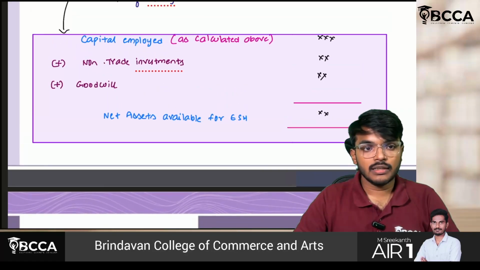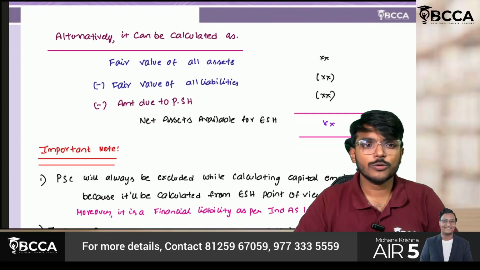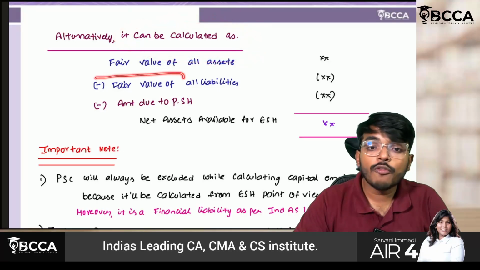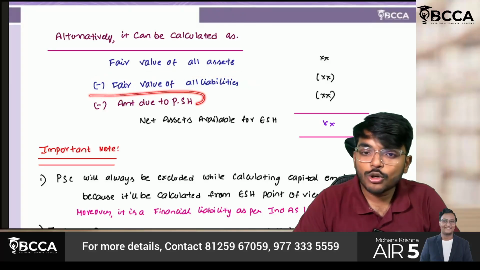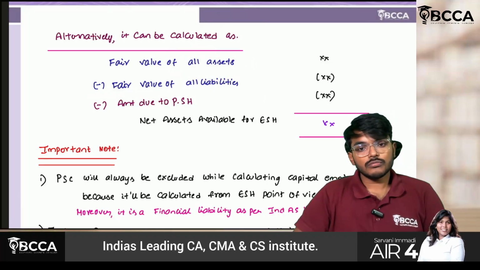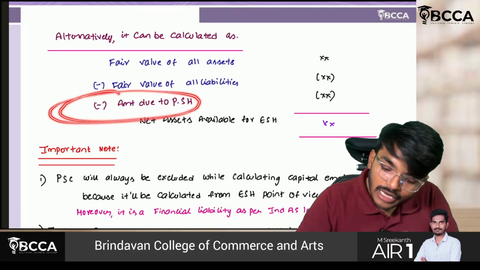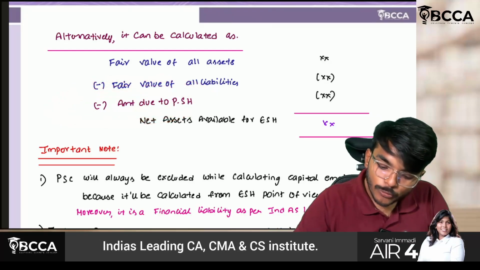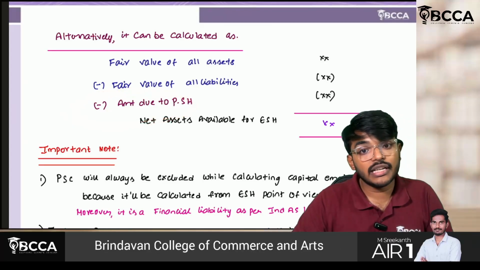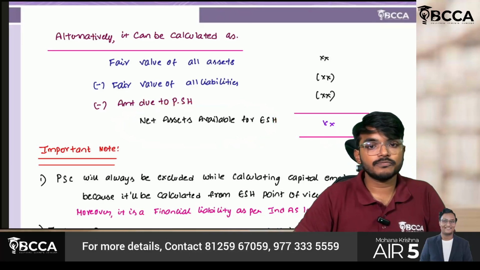So now, sir, I don't want this formula. Can you give me another alternative method? Of course, there is another alternative method also. Alternatively, it can be calculated as fair value of all assets minus fair value of all liabilities. But this time, take the goodwill also. But one thing you have to deduct, and that is called the amount due to preference shareholders. Amount due to preference shareholders also you have to deduct. Then you will get net assets available for equity shareholders.